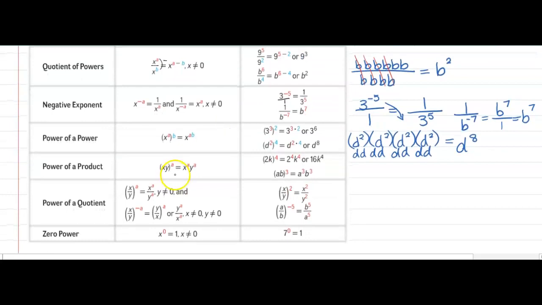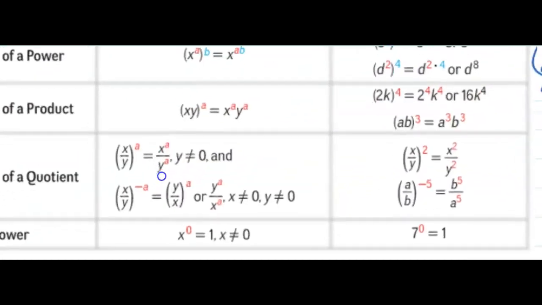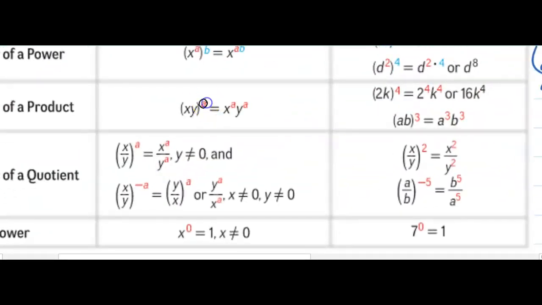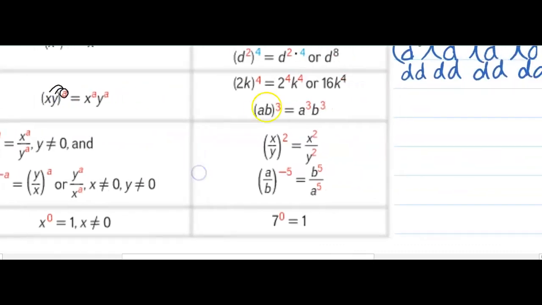Power of a product. This reminds me a little bit of distributing. When we have an exponent outside of the parentheses, we're going to take that exponent and apply it to each base inside the parentheses. So if we have the quantity AB cubed, it becomes A cubed B cubed.